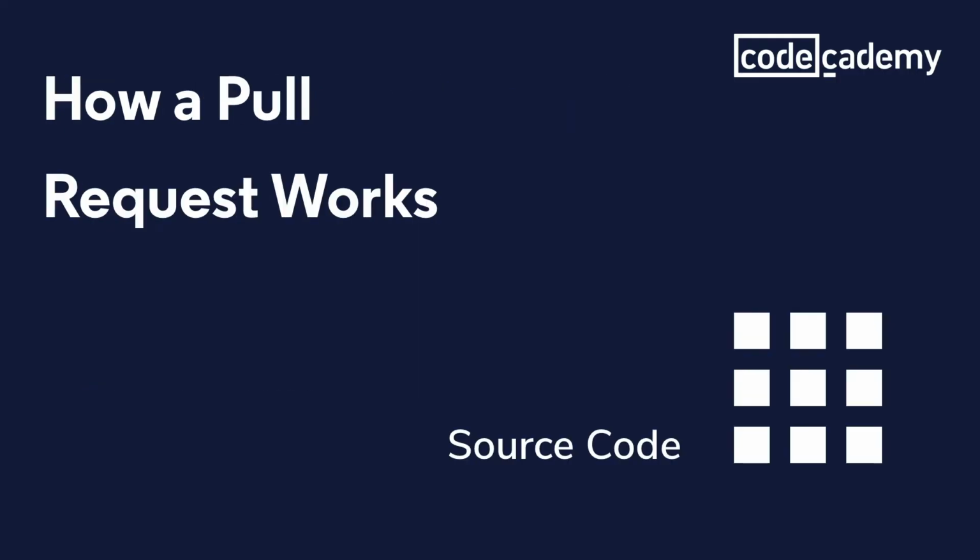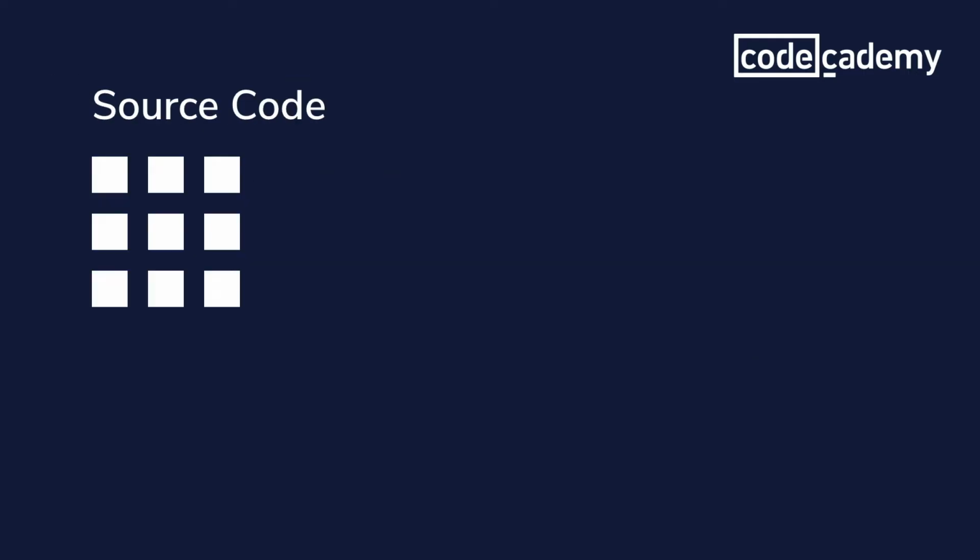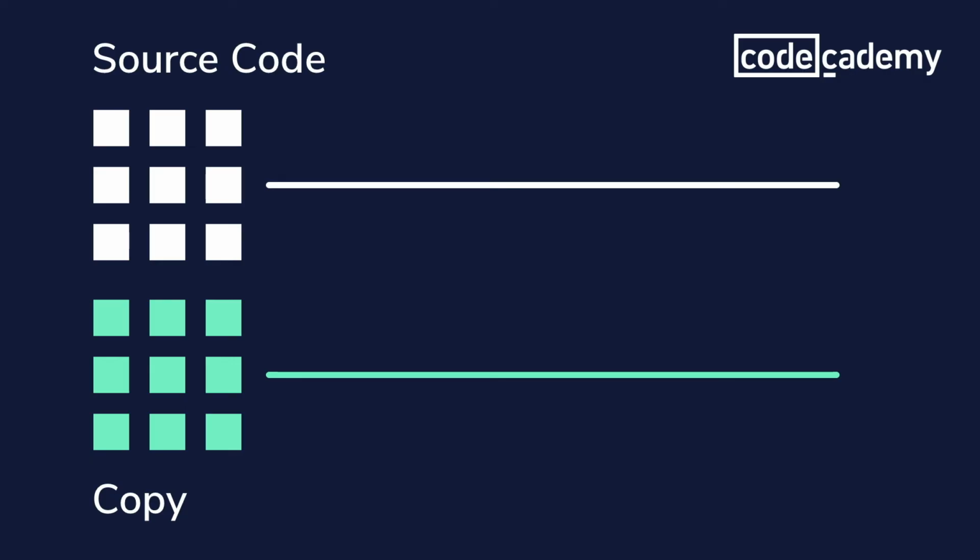So how does a pull request work? Well, imagine that we have this block of code here. This is our source code. And when we create a pull request, the first thing we have to do before we even get to that stage is we have to create a branch. A branch is just a copy of the original source code as it is. It's literally as if you had done Control C and then done Control V.